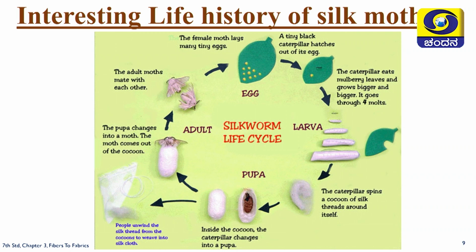In the third stage, the fully developed caterpillar spins a cocoon of silk threads around itself. As I explained, after becoming bigger, it spins a cocoon of silk threads around itself. In the next stage, inside the cocoon, the caterpillar changes into a pupa. So now our pupa, our silkworm, our caterpillar is inside this cocoon which is beautifully covered by silk fibers. Now people unwind this silk thread from the cocoons to weave silk cloth.